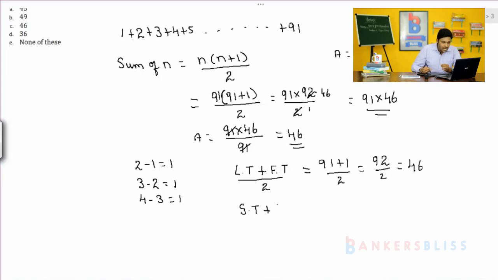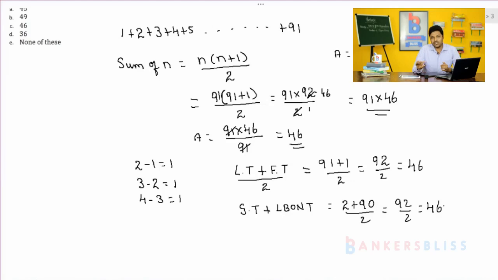plus last but one term, which is 2 plus 90 by 2, 92 by 2, which is equal to 46. The same average value you are going to get. Otherwise, you can do one thing, third term plus last but two term. In this manner you can do. So in the arithmetic progression, the middle number will be the average. Always the middle number will be the average in the arithmetic progression.